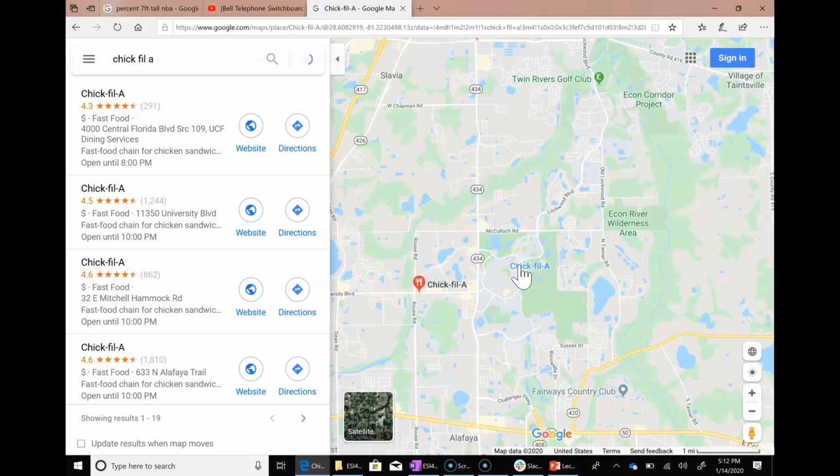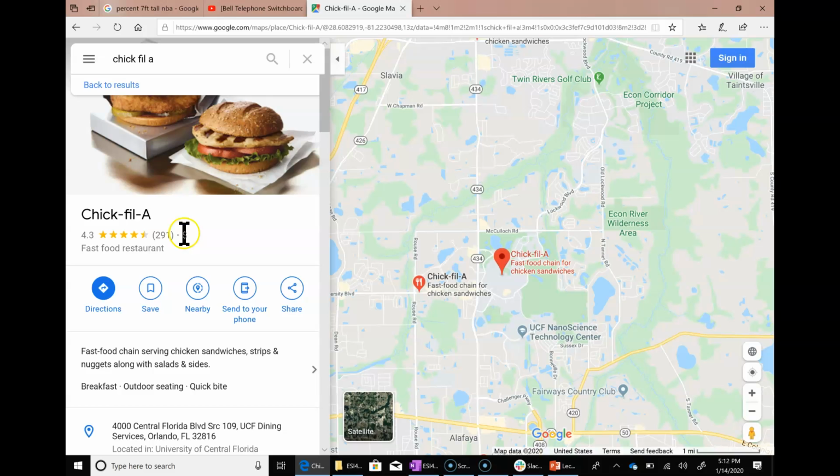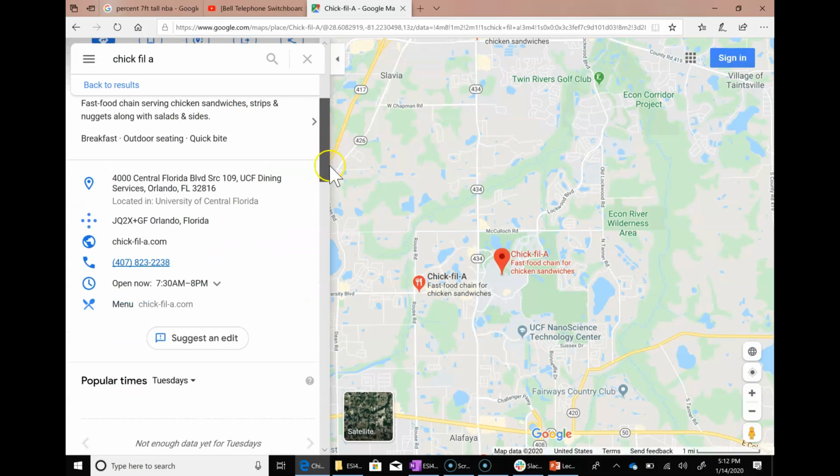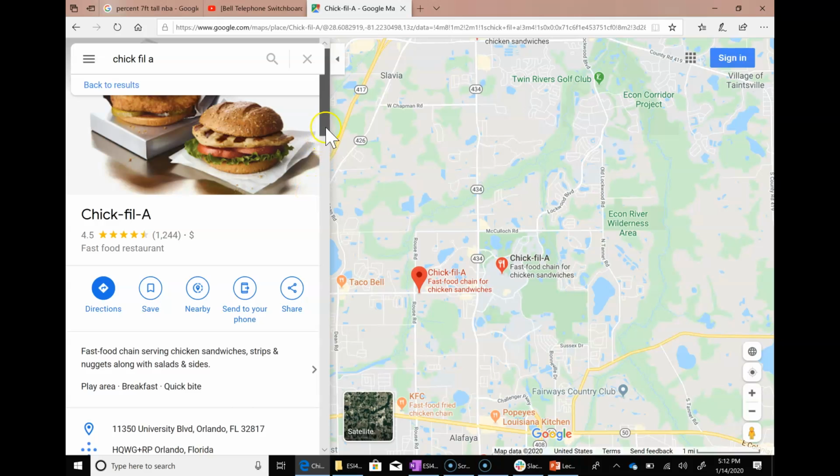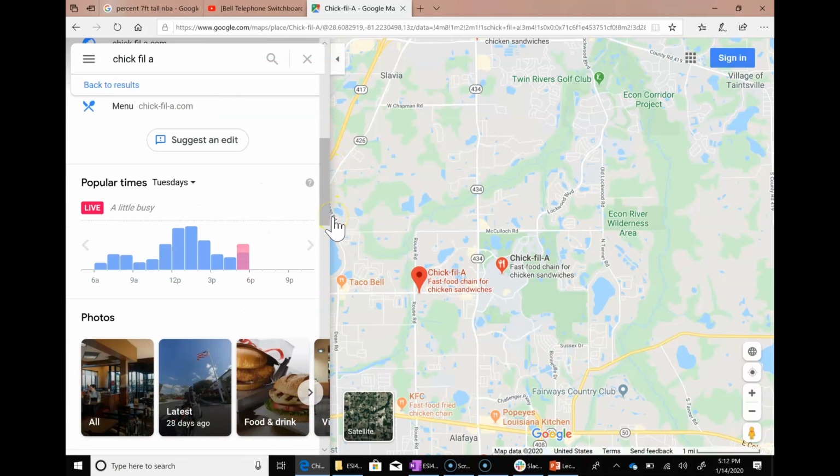Come on. Hey, where'd this go? Not enough data. There we go. Okay, I love these graphs.